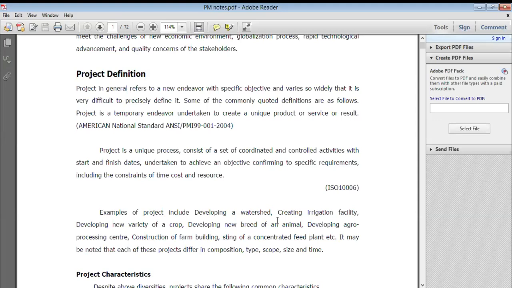Got it? So the commonly quoted definition, right? A project is a temporary endeavor undertaken to create a unique product or service or result, right? Everyone creates their unique product. For example, Jio, right?